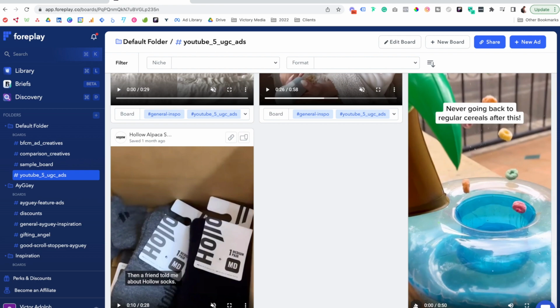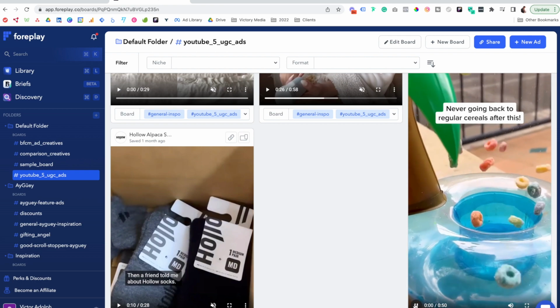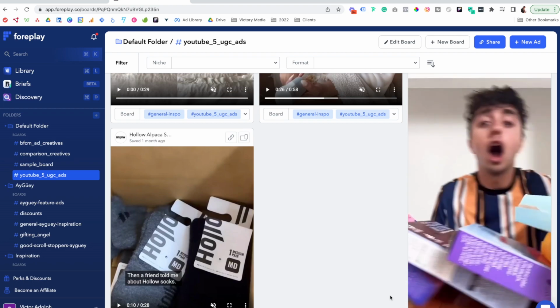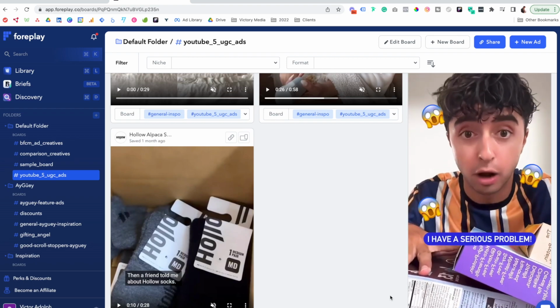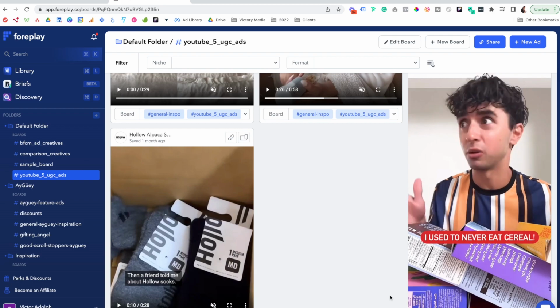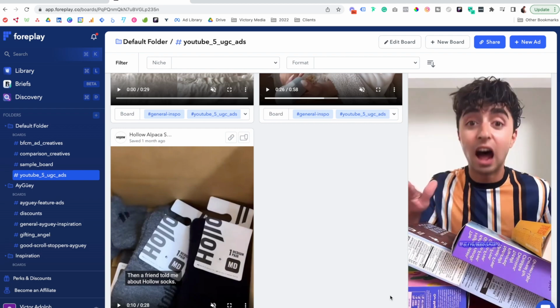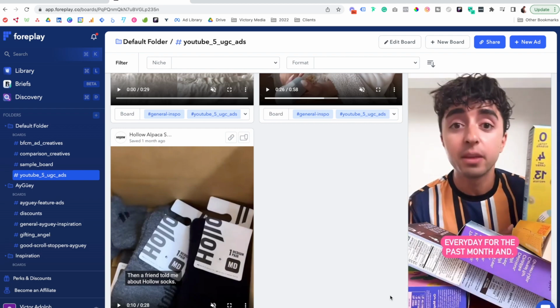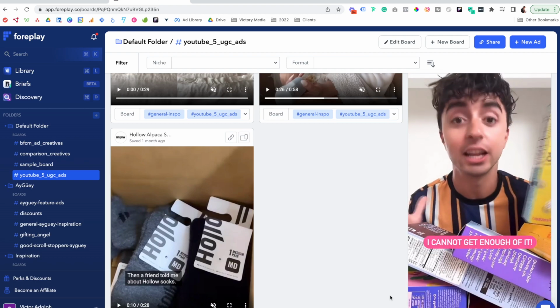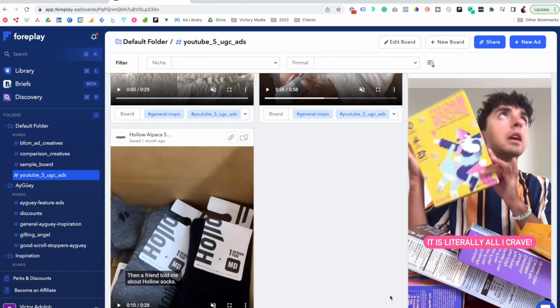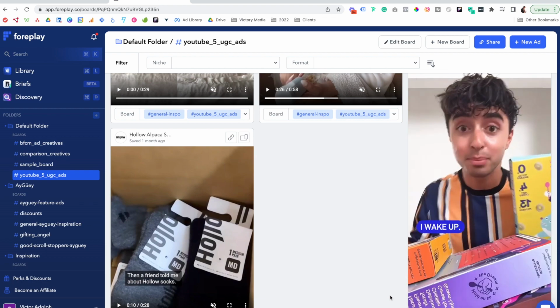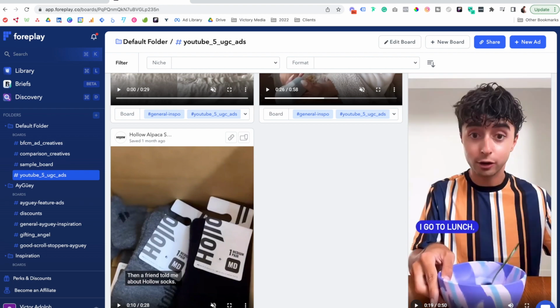So never going back to regular cereals after that. Okay, I have a serious problem. I used to never eat cereal. Breakfast? Not for me. But I've been eating this cereal every day for the past month, and I cannot get enough of it. This is Magic Spoon. It is literally all I crave. I wake up and I crave Magic Spoon.